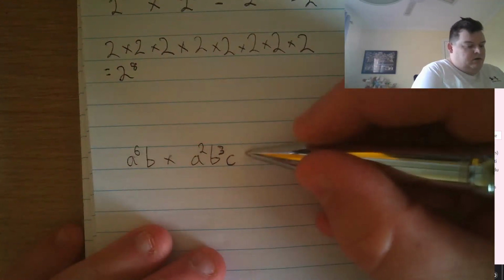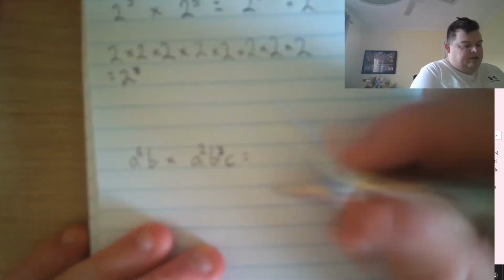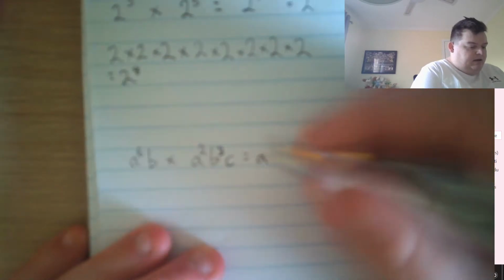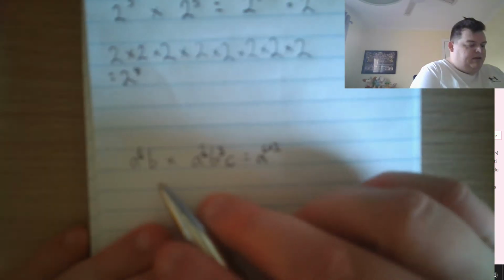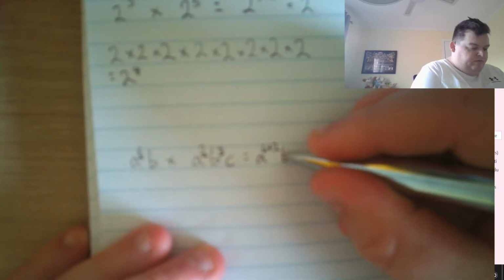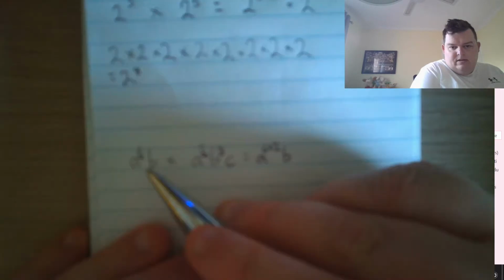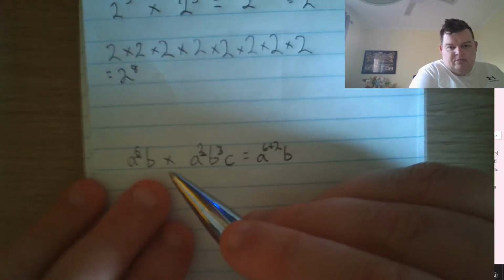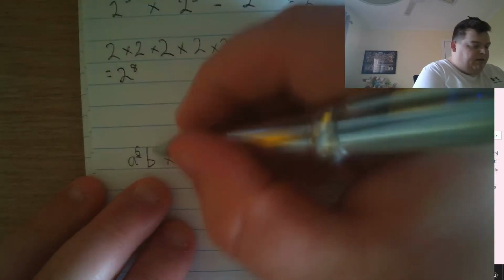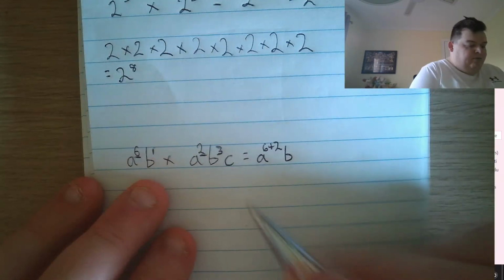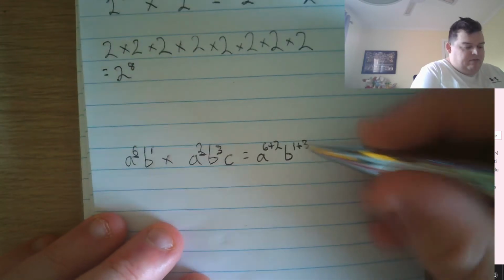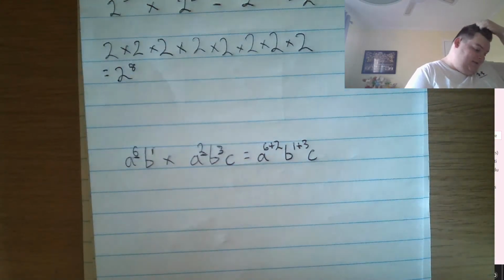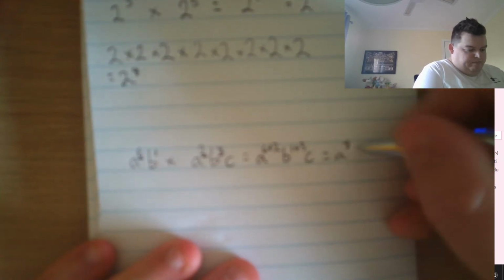So following the rule, if the base is the same, I add the numbers together. So for a, I do 6 from here, plus 2 from here. Right, so my A's are all done. I have B and B. One thing that I should point out is if a letter has no index next to it, that's the same as being to the power of 1. Right? So B is 1 plus 3. And then C, well, there's only one C. So that's it. Alright? So that would be A to the power of 8, B to the power of 4, C.